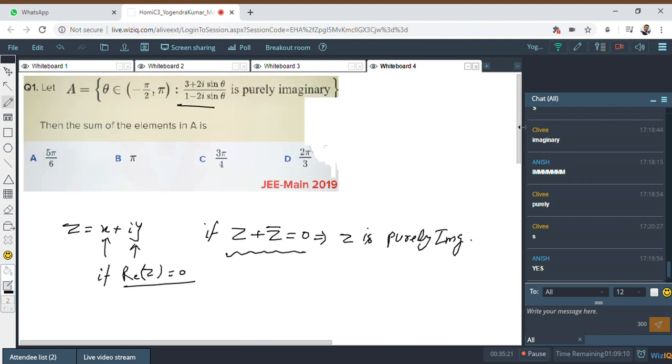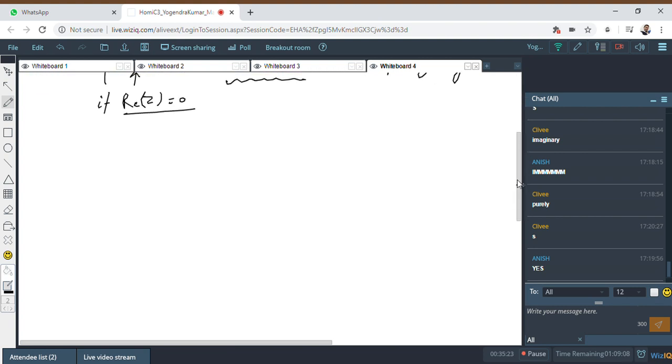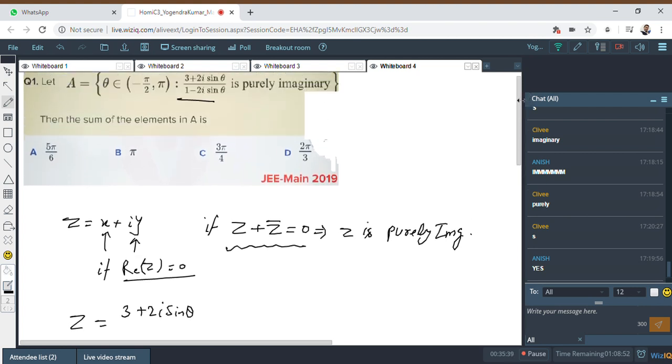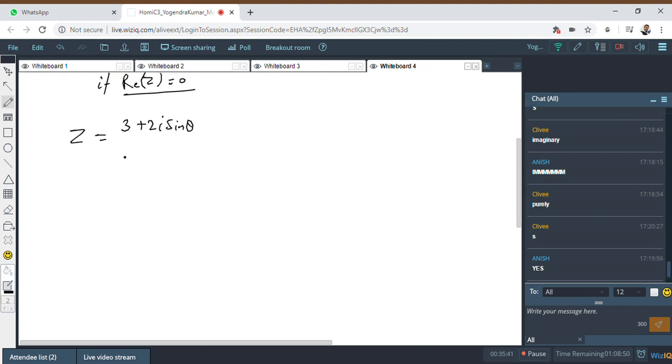Let me also write it down: 3 plus 2i sin theta over 1 minus 2i sin theta. This is plus only, no? Yes. 3 plus 2i sin theta and 1 minus 2i sin theta.